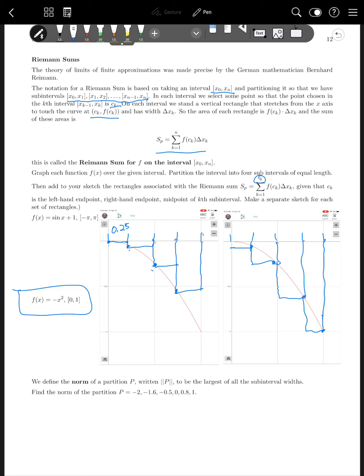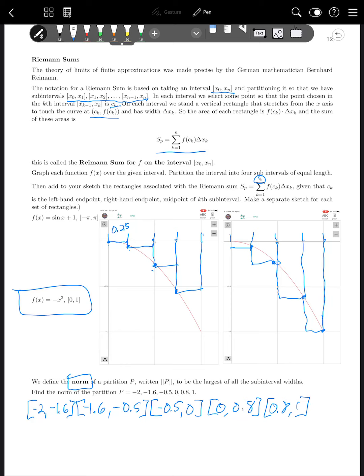But before we do that, there's one more term we need to mention, which is the idea of norm. We define the norm of a partition P, written with 2 absolute value bars on each side of P, to be the largest of all the subinterval widths. In this case, if my partitions are at -2, -1.6, and so on, my subintervals would be -2 to -1.6, -1.6 to -0.5, -0.5 to 0, 0 to 0.8, and 0.8 to 1.